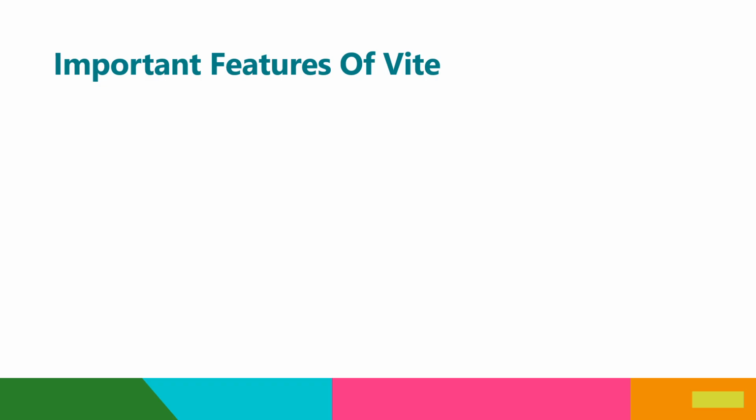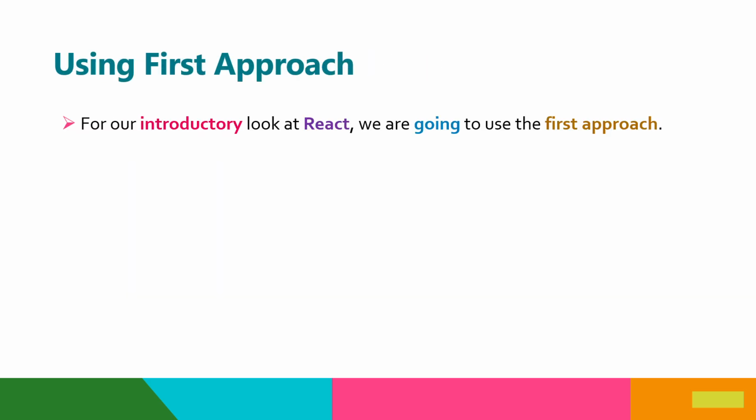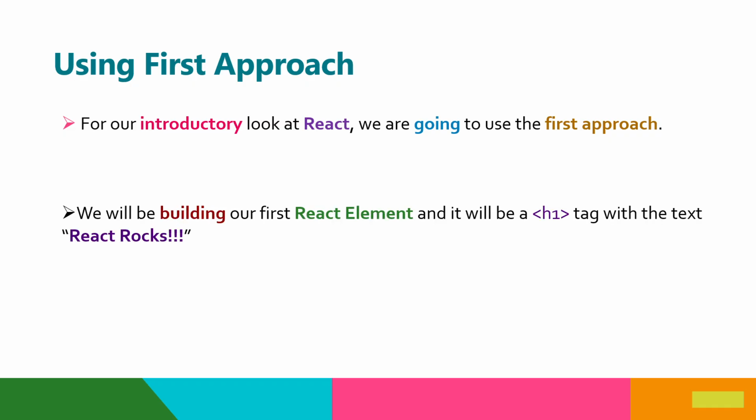So the important key features of Vite are a fast development server, support for other frameworks like Vue and Svelte, built-in support for TypeScript, and simple configuration. For the introductory look at React, we are going to use the first approach.